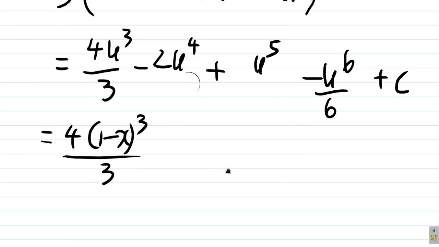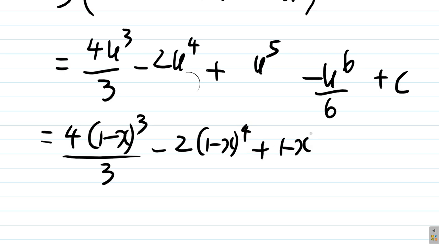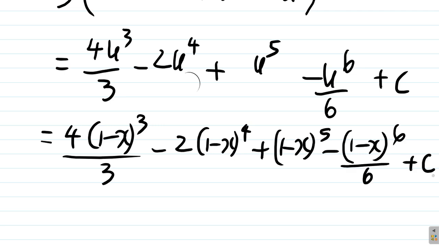You substitute, and we get 4 times (1 minus x) cubed over 3, because u is 1 minus x, minus 2 times (1 minus x) to the fourth power, plus (1 minus x) to the power of 5, minus (1 minus x) to the power of 6 over 6, plus our constant of integration, c. So that is our integral.